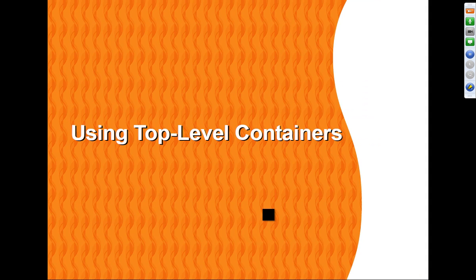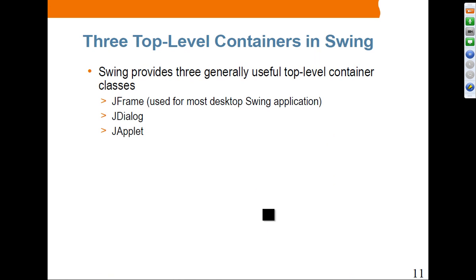Okay, so let's see how we can use top-level container. It's mostly JFrame. As I said before, Swing provides three top-level container classes: JFrame, JDialog, and JApplet. JDialog is for dialogs, and an applet is actually an applet coming from the web to the browser. We're going to mostly focus on JFrame, which is used for building desktop Swing applications.